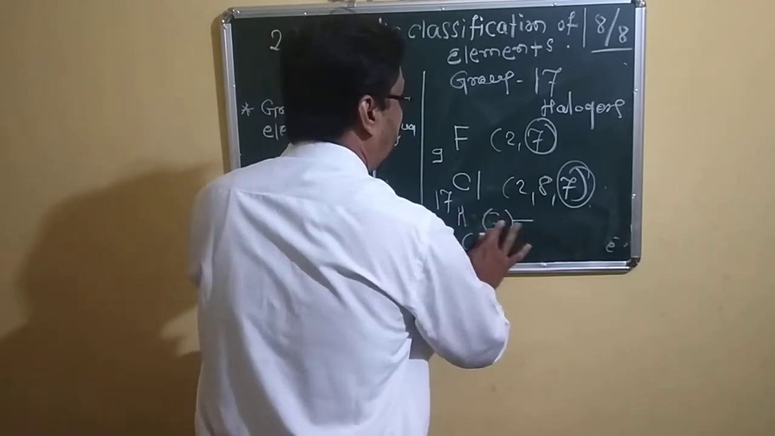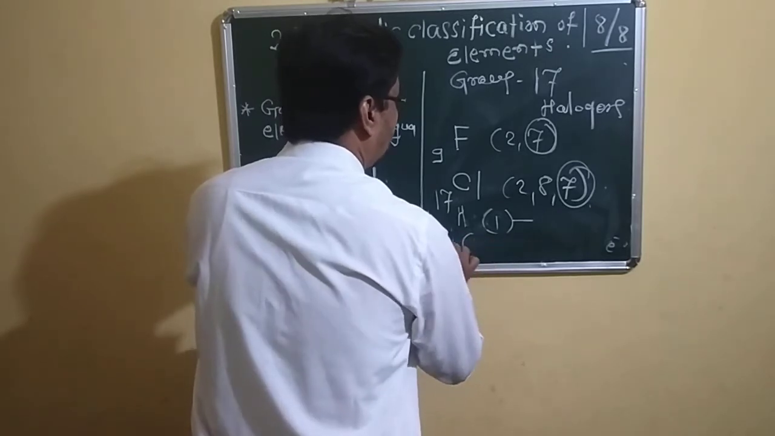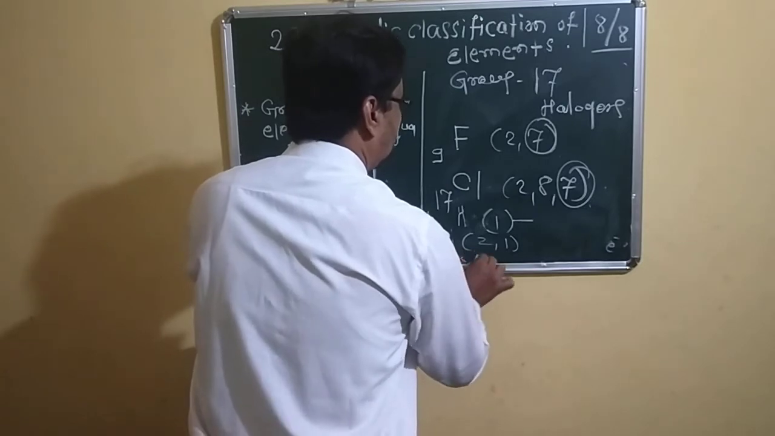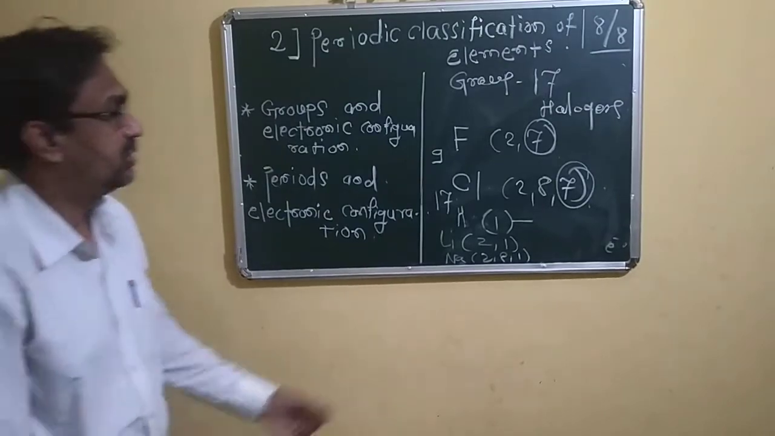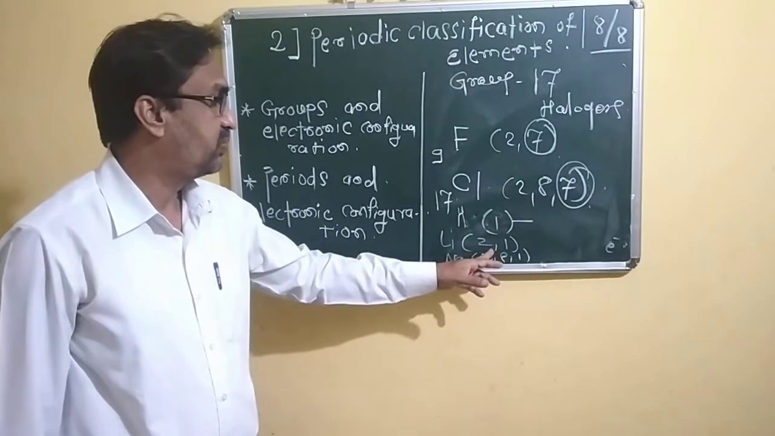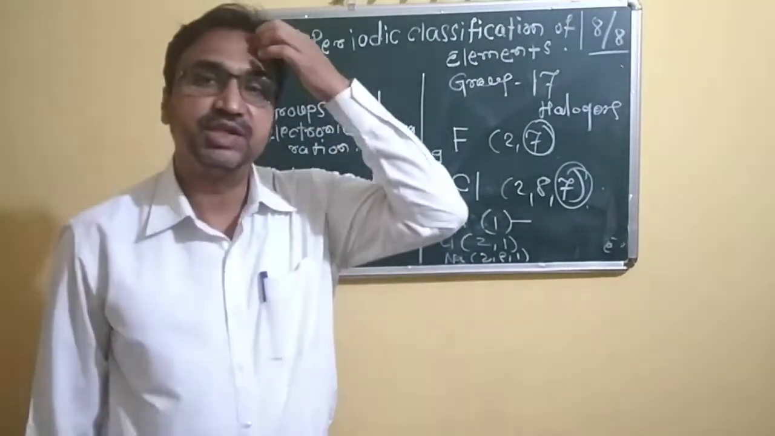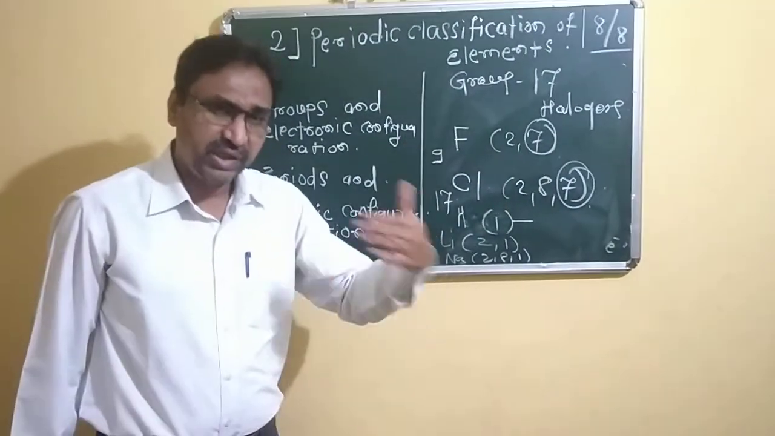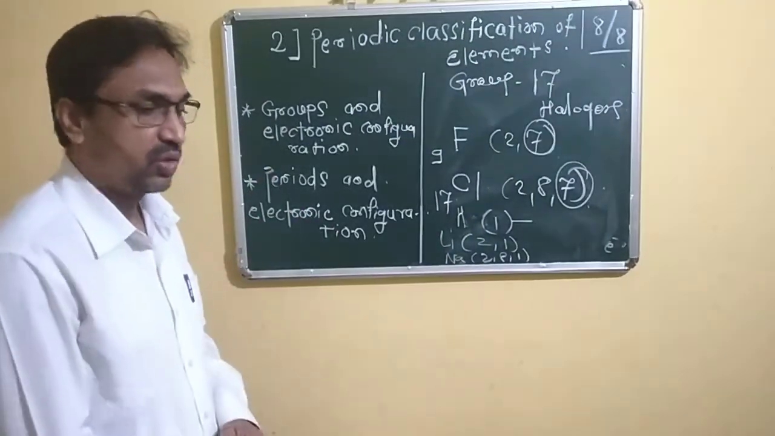First group only we have to take as a first group. After that, lithium is there, 2,1. After that, sodium is there, 2,8,1. So what we have to find out? We have to find out the number of shells. For lithium, 2 shells are there. For sodium, 2,8,1. So the number of shells increases from top to bottom in a group, that is, it increases when we go downwards.